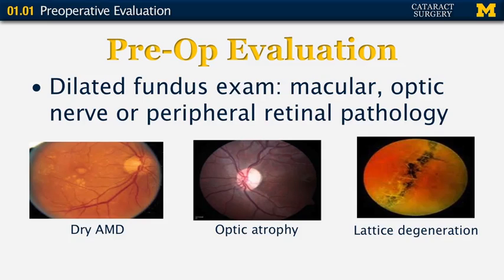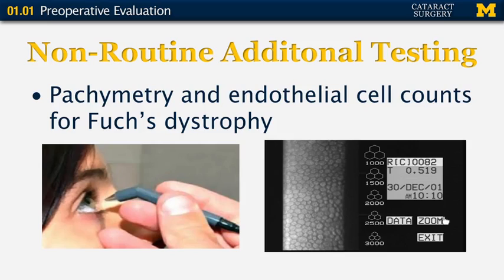Fundus examination with a dilated pupil is vital, looking for any macular, optic nerve, or peripheral retinal pathology. Macular degeneration would be a major factor in postoperative visual outcomes and has to be determined preoperatively. If the vision is worse than the cataract would suggest, we have to look for optic atrophy or some other type of neurologic issue. And then the peripheral retina has to be examined for any sign of lattice degeneration, which might predispose the patient to a retinal tear or retinal detachment.